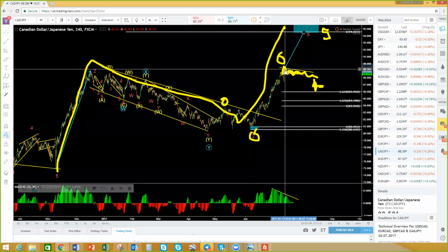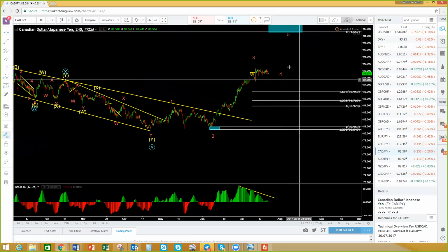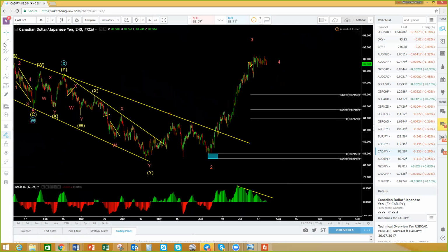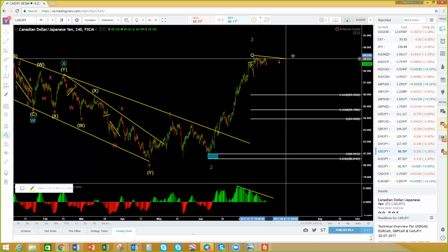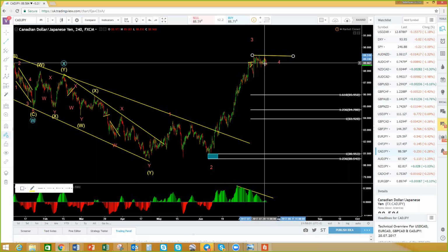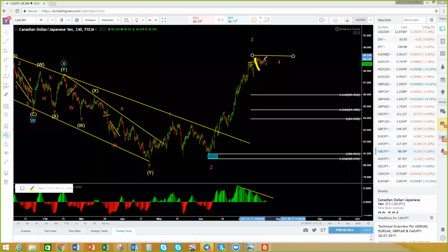So CAD JPY, if you're not in a trade on this one, same thing. Wait for a pullback. This is the 4-hourly chart. If you get a break of this here, you may be in the trade, but I'm anticipating that we may have a bit more correction here before they move up.